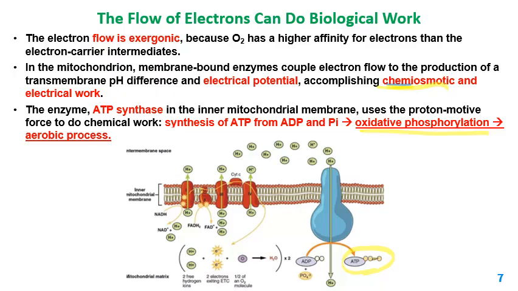Okay, so when you make this ATP here, when you put a phosphate to ADP and you get ATP, this is called oxidative phosphorylation. Okay, so different ways of making ATP, and of course, this process depends on oxygen, so this is your aerobic process to make ATP.